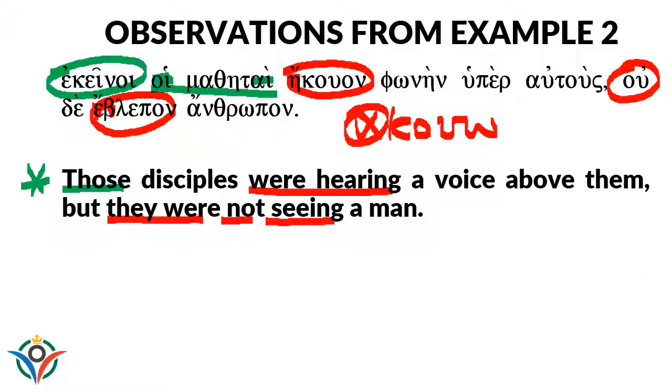And then as you can see, both of these verbs take a direct object. Akuon has its object as phonein, which is a voice, and eblepon also has its direct object, and that is anthropon, which is a man. So both those verbs are transitive verbs that require a direct object.